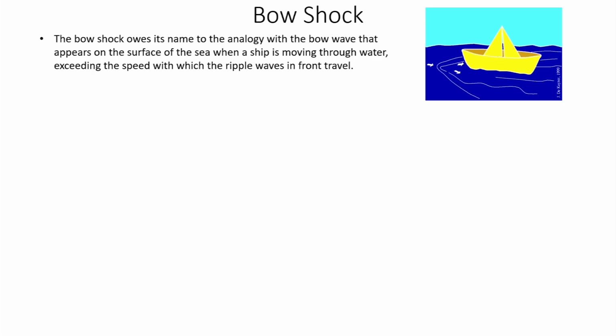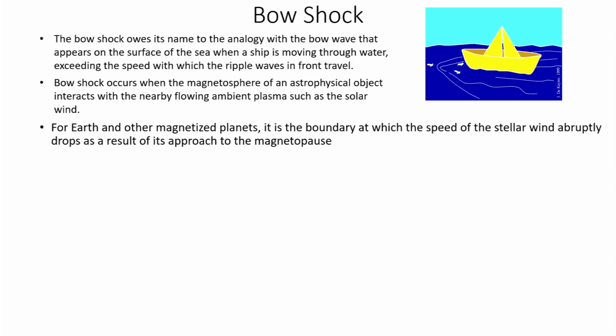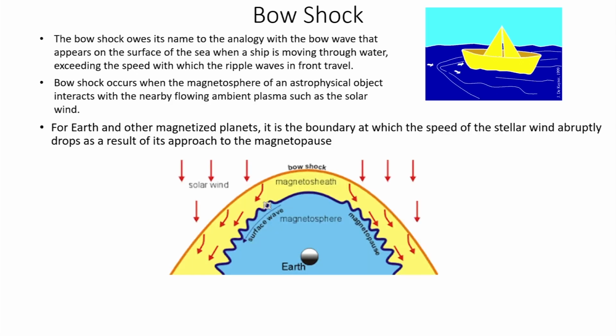In fact, that speed is reduced there. A similar thing happens whenever the solar wind, guided by the interplanetary magnetic field, interacts with the Earth's magnetic field. So, the bow shock, if I want to define it, is the boundary at which the speed of the stellar wind abruptly drops as a result of its approach towards the magnetopause.